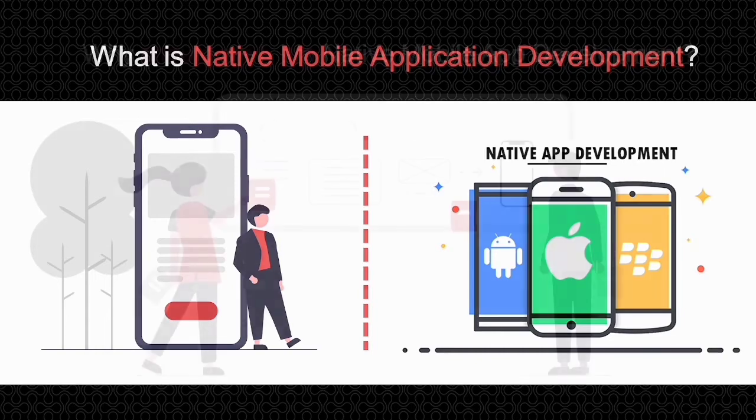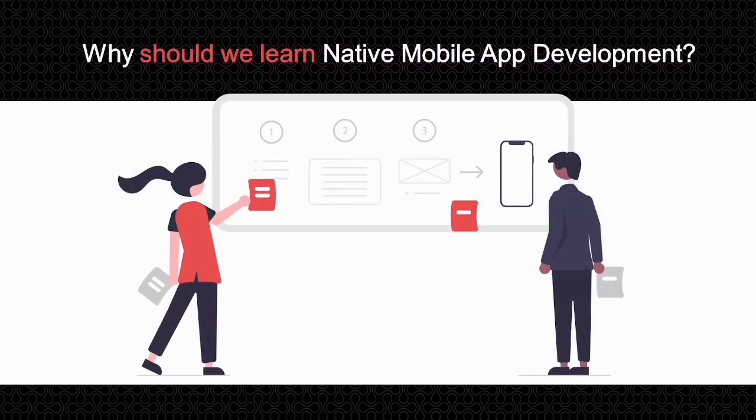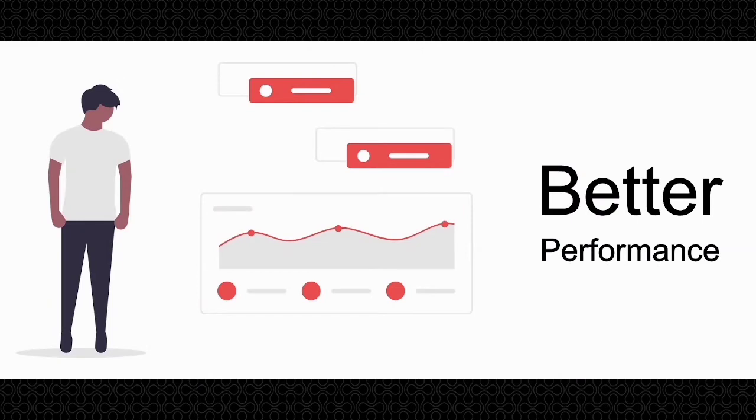Next up, let's see about the need for learning native mobile application development. Why should you learn it? There are many benefits offered by native app development compared to hybrid or web application development. First and foremost is better performance. Native mobile apps directly interact with the native APIs without depending on middleware such as plugins and web views. As there are fewer dependencies, native mobile apps are faster and are more responsive than hybrid mobile applications.